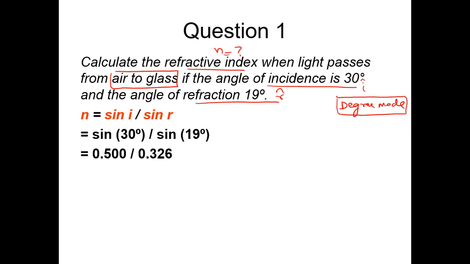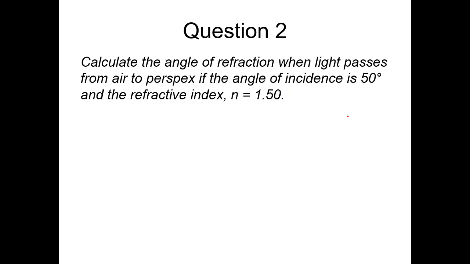There are 3 modes in your calculator. The first one is degree, then radian, and then gradient. Make sure it is set at degree. Okay, so the refractive index is 1.53.